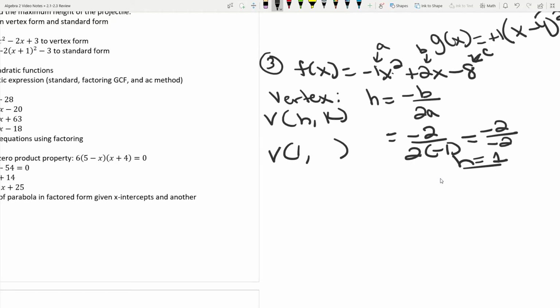So now we need to get our k coordinate. How do we get our k coordinate? To get our k coordinate, you need to plug this into the original function. So you need to plug this in.